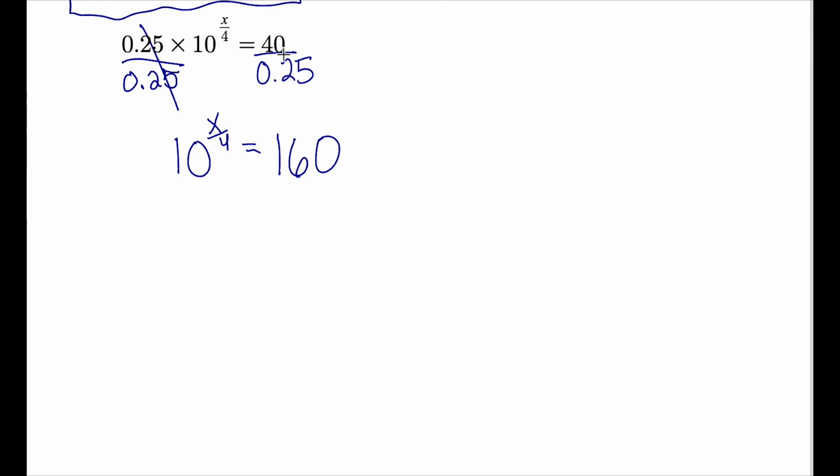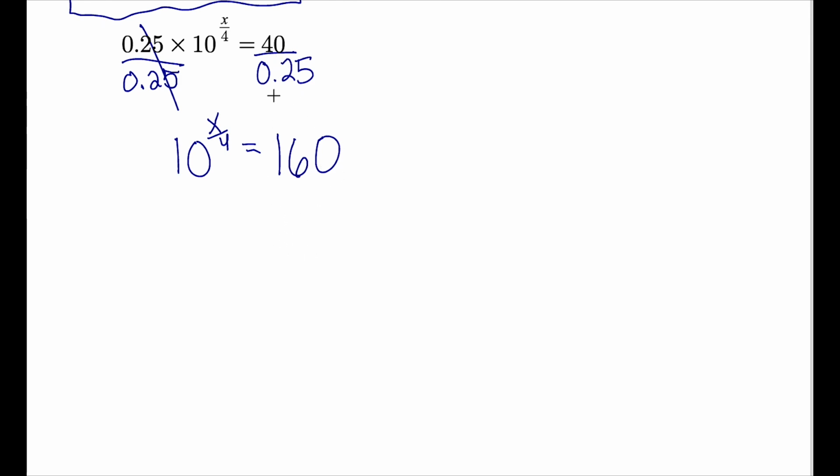Try another. 0.25 times 10 to the x over 4 equals 40. So what should I do first? Remember, we have to move the coefficient over, so you can divide by 0.25 on both sides. Now, in the last problem, I left it as 33 over 5 because that does not come out to a whole number. But 40 divided by 0.25 is 160. So here we're okay to simplify the right side.